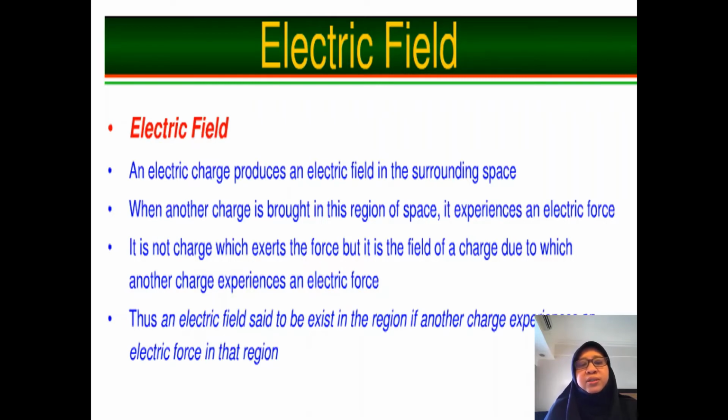So it is not the charge which exerts the force, but it is the field of a charge due to which another charge experiences an electric force. Thus, an electric field is said to exist in a region if another charge experiences an electric force in that region.